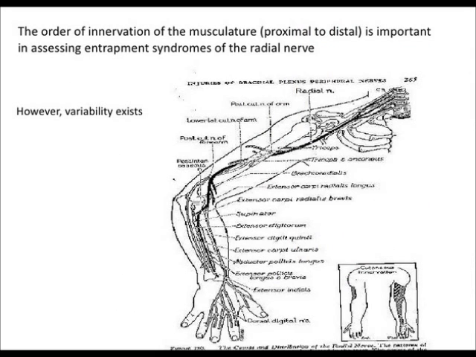The order of the innervation of the musculature proximal to distal is important in assessing compression syndromes of the radial nerve.